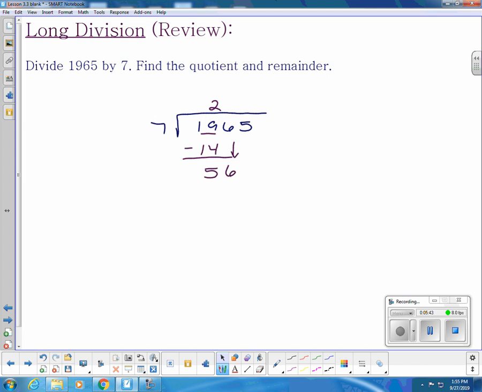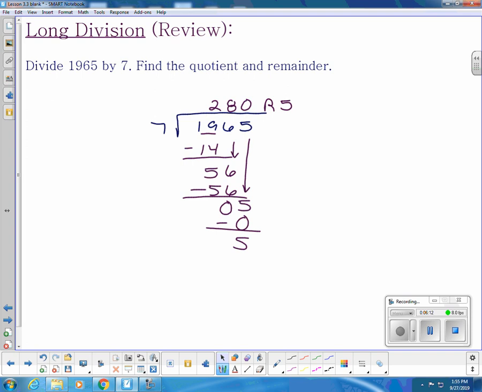And then we divide it again. 7 goes into 56 8 times, and we multiply out front, put the number down there, and we subtract, and we drop down our next term. 7 goes into 5 0 times. And we multiply out front, and we subtract. We have no more terms to drop down. That's going to be our remainder because it's smaller than 7.